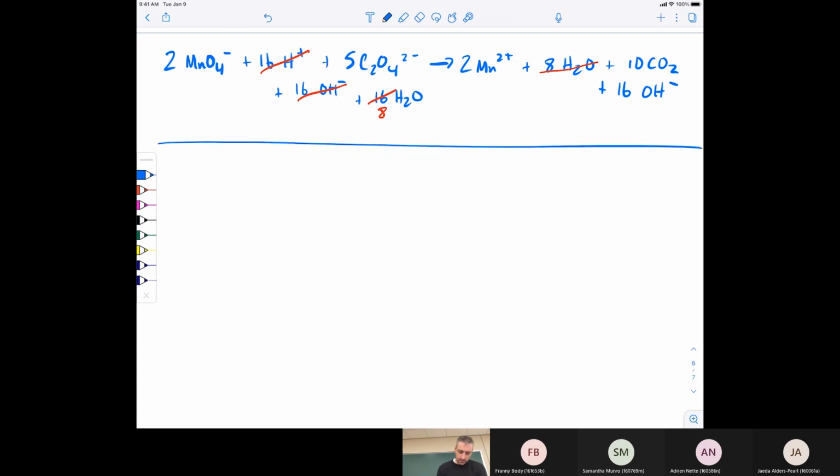Great, let's just rewrite it to make it a little neater looking. 2 MnO4 minus plus 5 C2O4 2 minus plus 8 waters goes to 2 Mn2 plus 10 CO2 plus 16 OH minus. Great, I think we're done. You can always check to make sure everything's balanced. Minus 2, minus 10, plus 2, minus 16. Looks good to me.